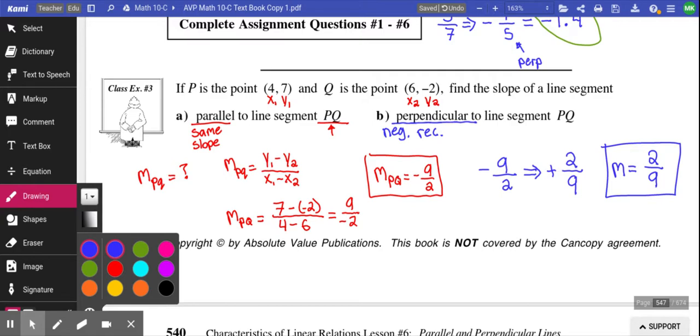Again, remember, you could change those slopes. So instead of 2 over 9, I could change it to a decimal. I think it's 0.222. Or you could convert it into an equivalent fraction, multiplying the top and the bottom both by 2. You'd get 4 over 18. Those are all perpendicular slopes because they all end up equaling the same thing, which is 2 over 9.